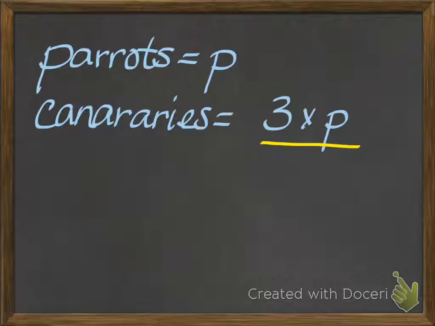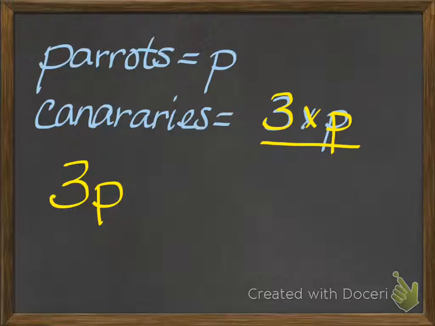Now remember, we can also write that another way. We could write it just 3P. We don't have to write it 3 times P. We can just write 3P, and that's a little bit easier to see with our eyes instead of having that X in there, because then we won't wonder if that X is a variable or if it's an operation. So I know that 3 times the parrots equals the canaries, and when I add that to the amount of parrots that there are, altogether, that number is going to equal 12.